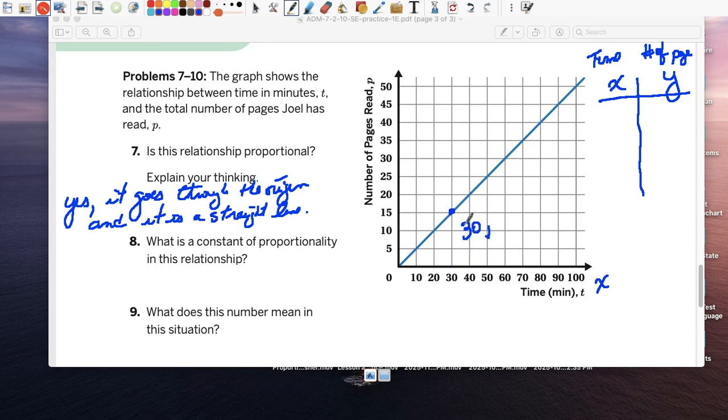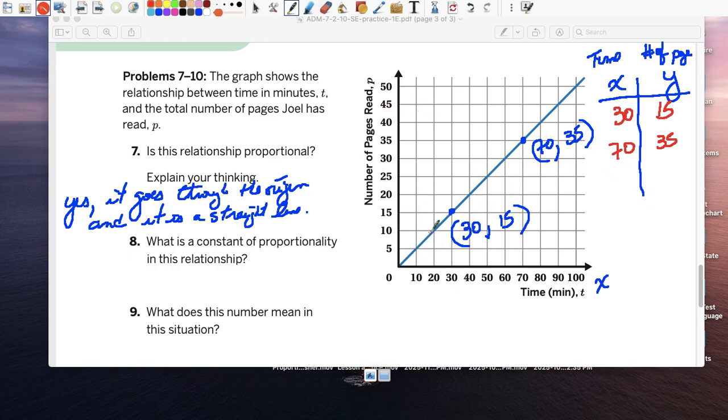30 minutes, he reads 15 pages. That's the point. I want to pick a different point. Pick this one. What is that? 70 minutes, he reads 35 pages. And again, it doesn't matter which one you picked. I picked those two, and I'm going to use that information. 30 minutes, read 15 pages. 70 minutes, I read 35 pages. And so forth. You can fill this table with as many ordered pairs as you can find.